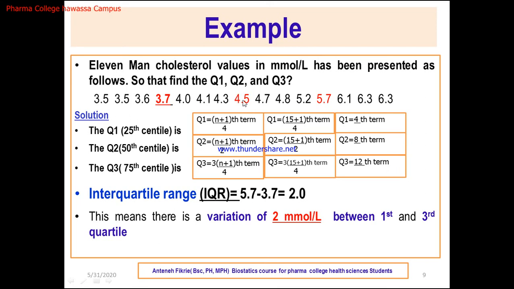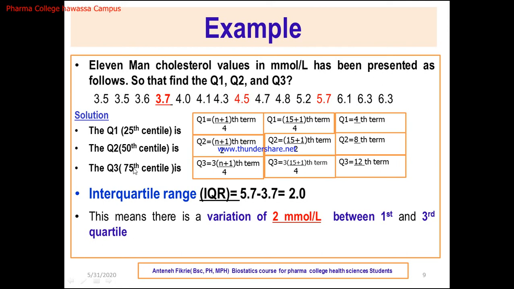So that means the value is 4.5. This means that 50% of men, our study participants, who participated in our study have a cholesterol level of 4.5 and below. So this is the interpretation for the median. The other 50% have a level above 4.5.